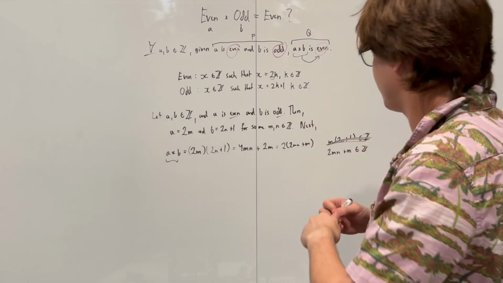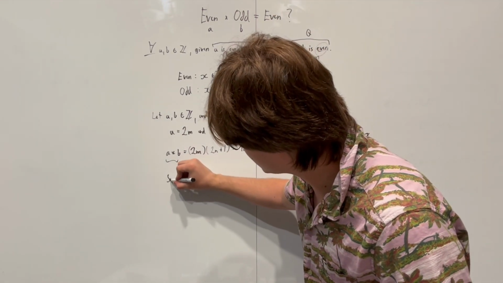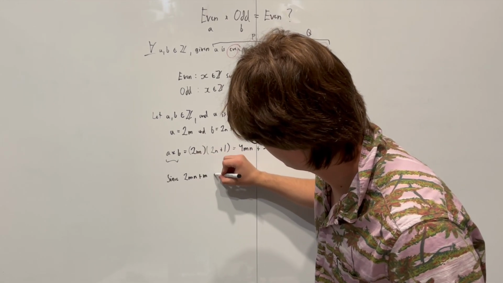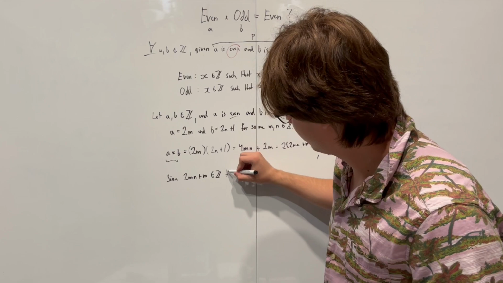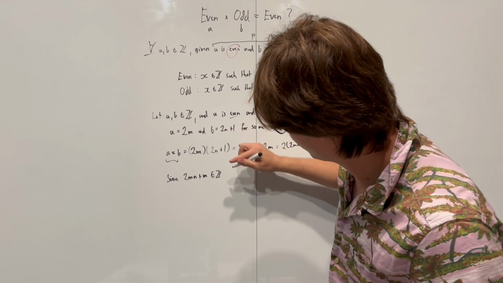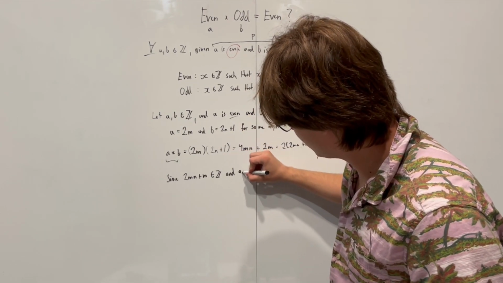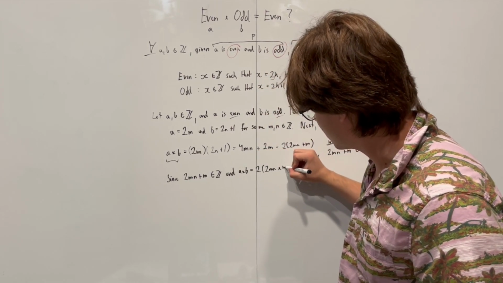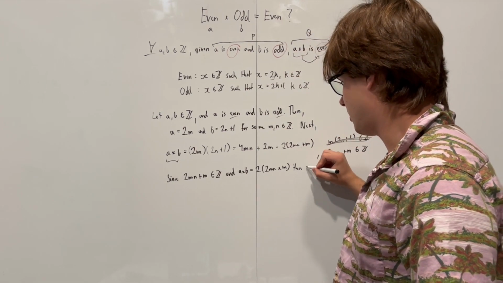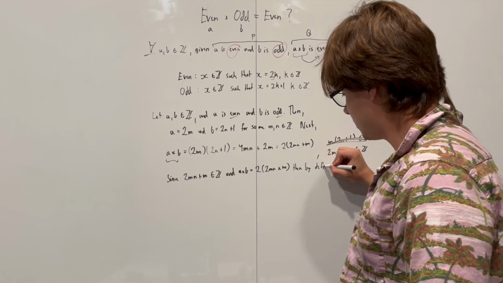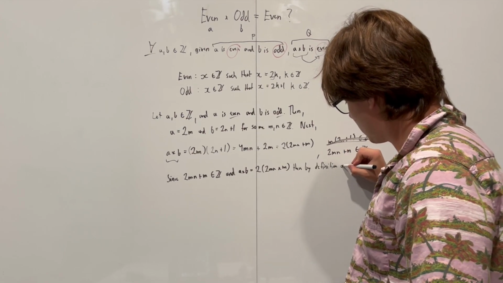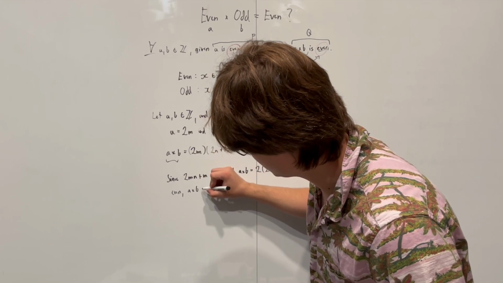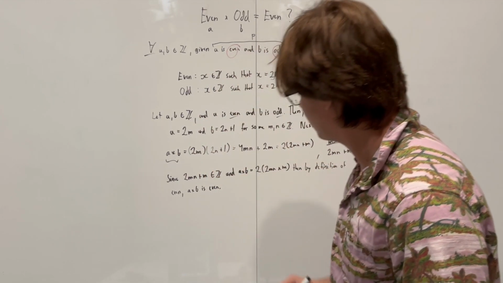We want to say, since 2mn plus m is an integer, and a times b is equal to 2 times (2mn plus m), then by definition of even, a times b is even.